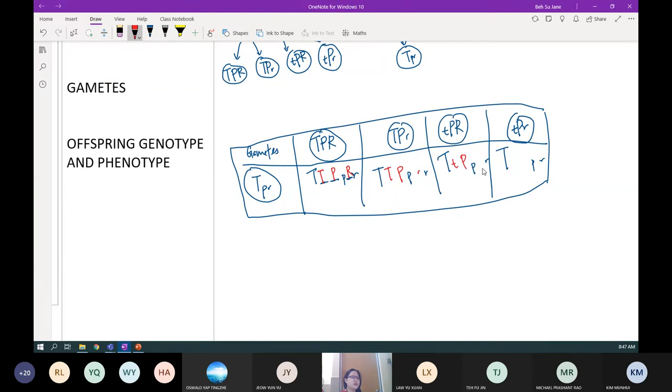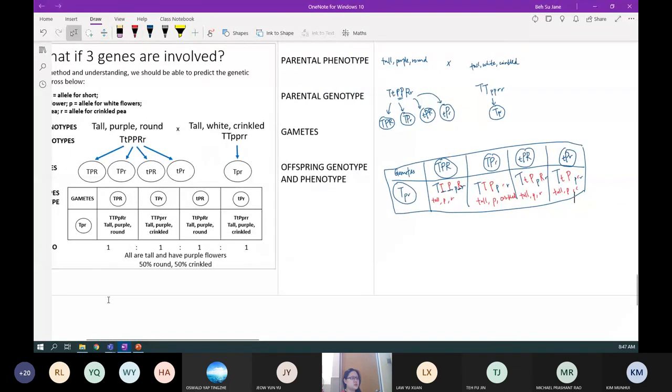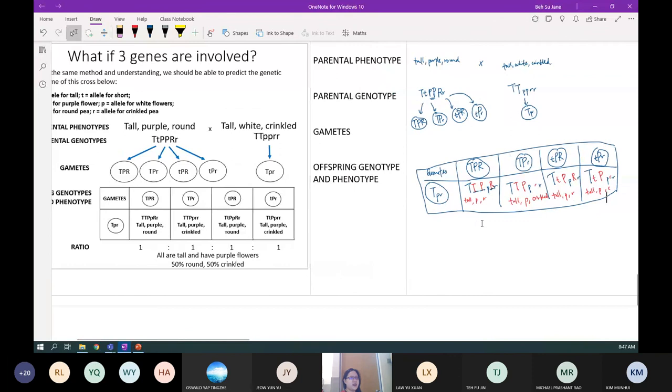You can do this any method you want. I feel like it's one row, so it's not as bad as the dihybrid the other day. So this would be tall, purple, and round. This is tall, purple, and crinkled. This is tall, purple, round. This is tall, purple, crinkled. Is that right? Yeah, it is right. I just need to check because brain lag in the morning.